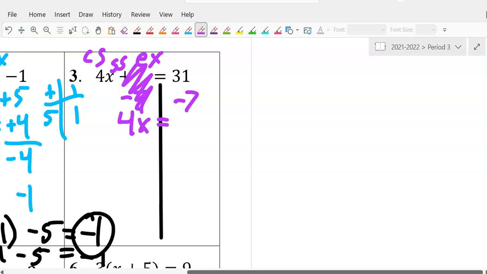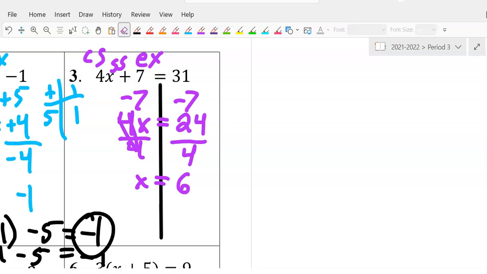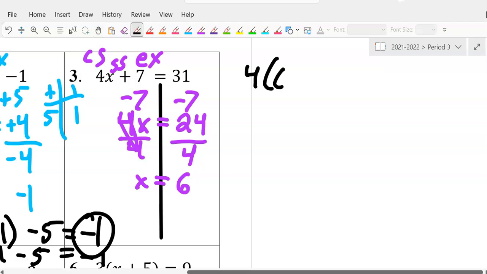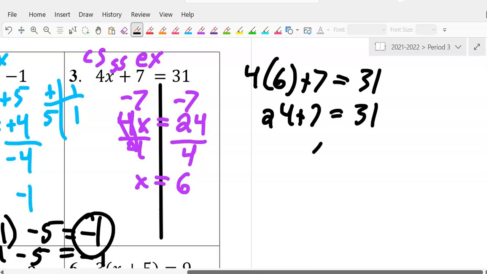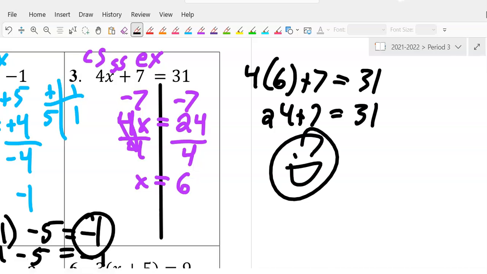4x is equal to 24. Yup. And then you divide by 4, which is x equals 6. Very good. I think they're right. I'm going to test it though. 4 times 6 plus 7 is 24 plus 7, which is 31. So 24 plus 7, is that equal to 31? Yes. So that's the right answer.